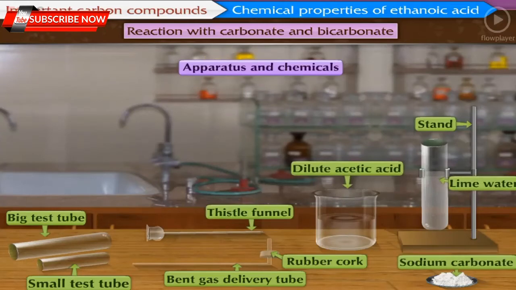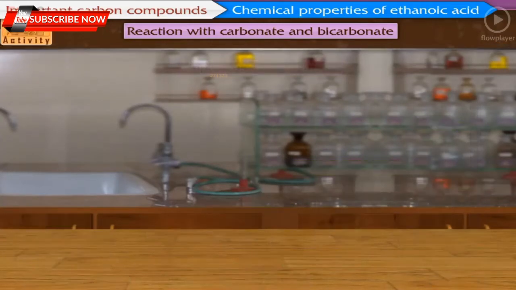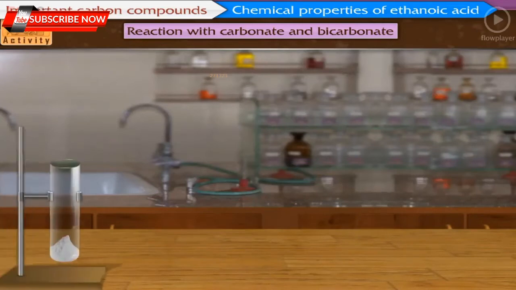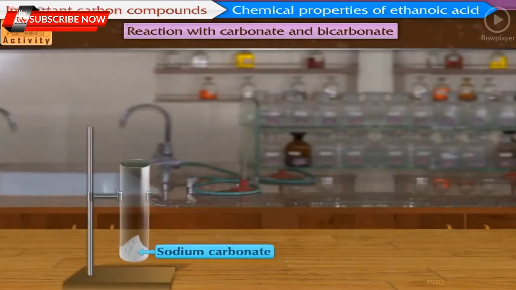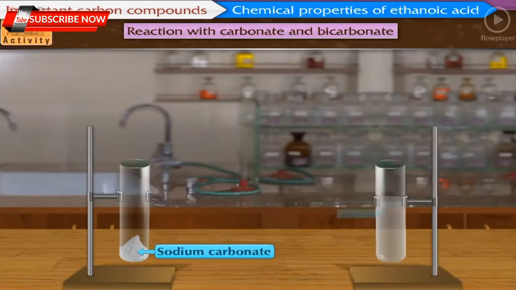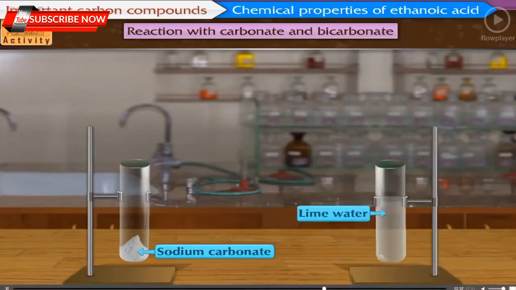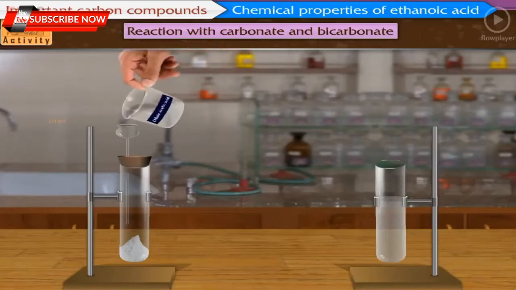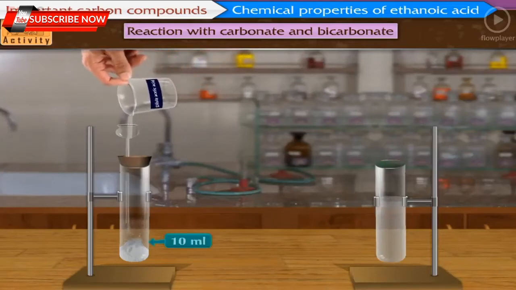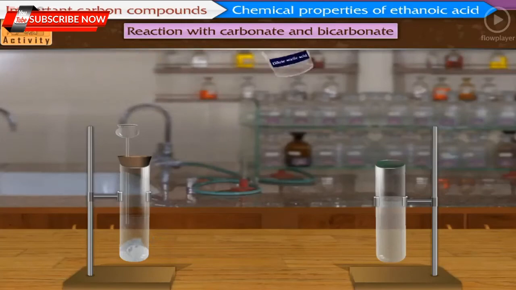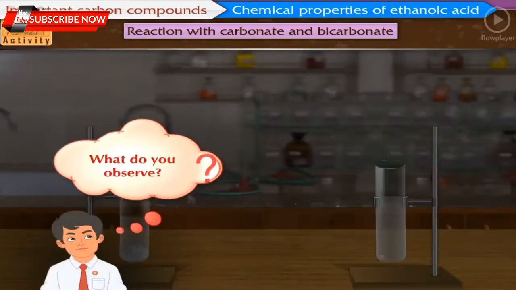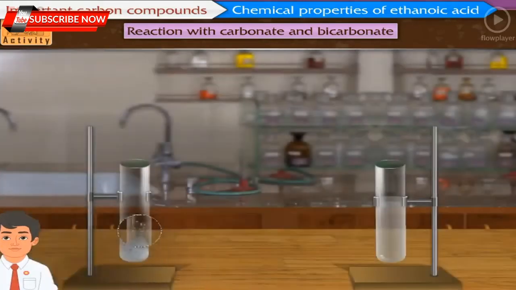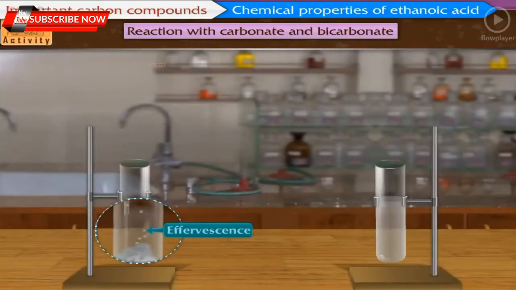Now let us perform the activity. Activity: let us first take sodium carbonate powder in one test tube and freshly prepared lime water in another test tube. Now let us arrange the apparatus and add 10 ml dilute acetic acid through the thistle funnel in the test tube containing sodium carbonate. What do you observe? Effervescence is seen in the test tube and a colorless gas is formed.